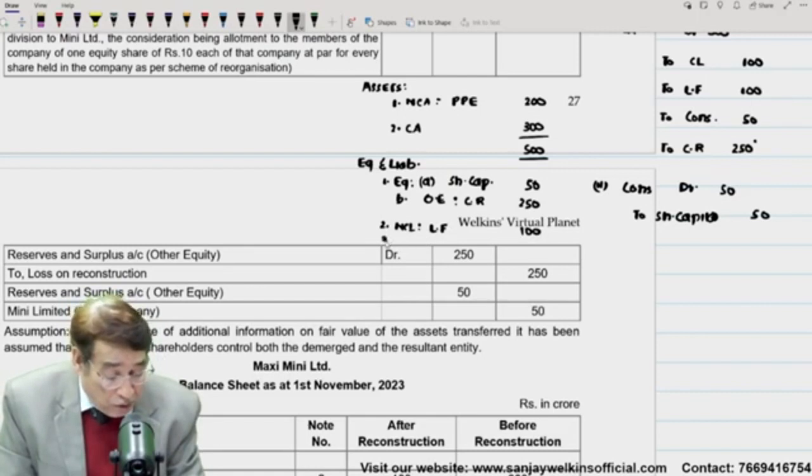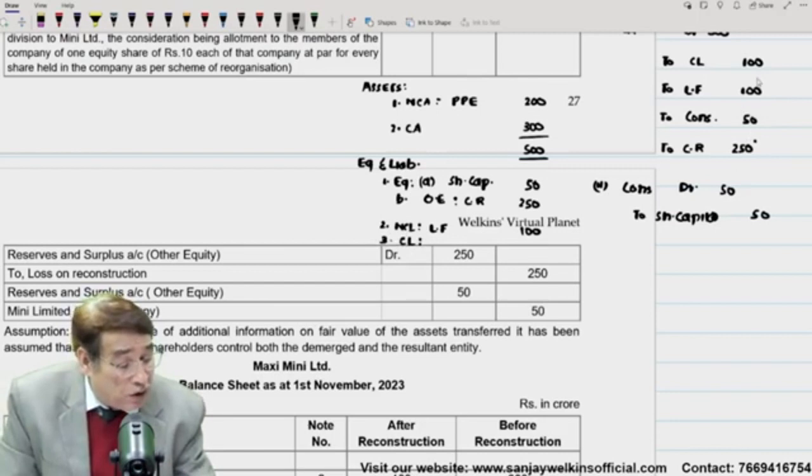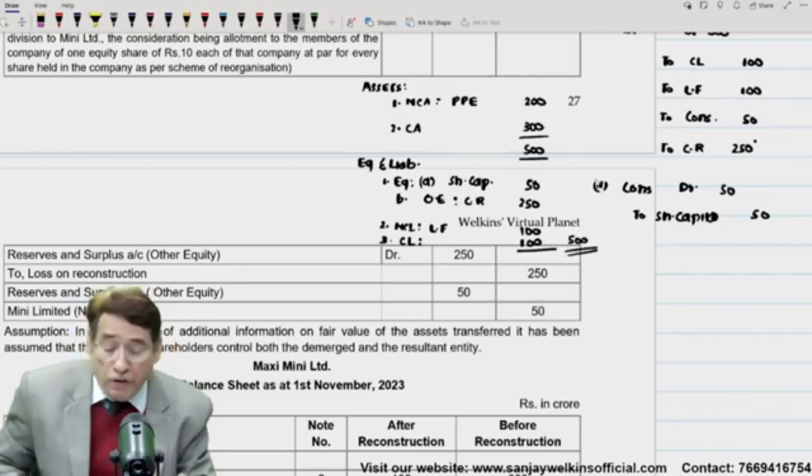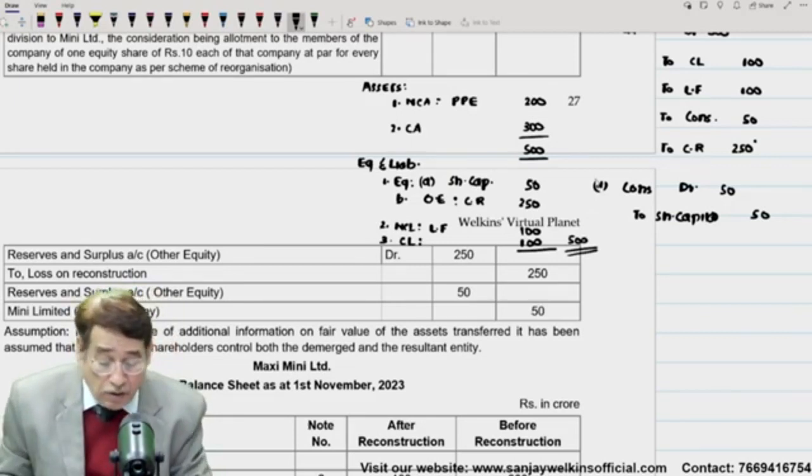And then I am going to write current liability. Current liability is equal to 100. So total will be equal to 300 plus 200, 500 only. So this is how you are supposed to prepare the balance sheet of this particular entity. Is it clear to you or not?